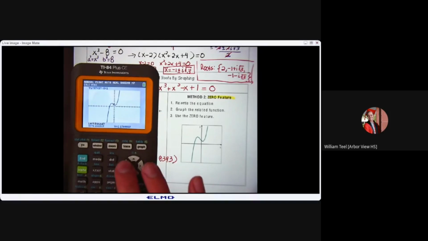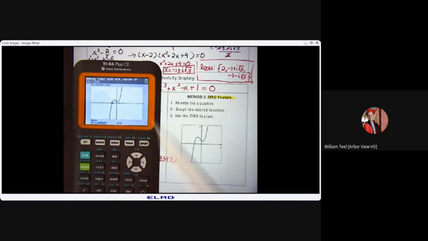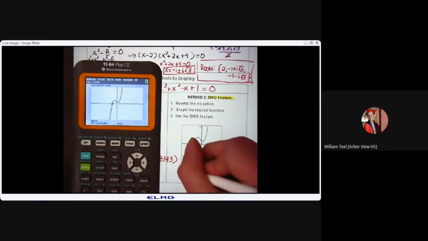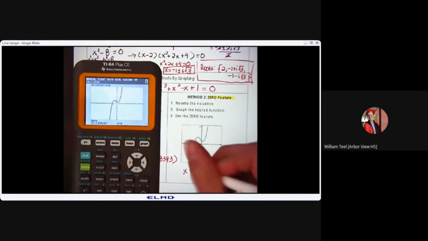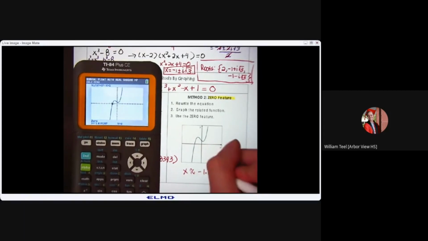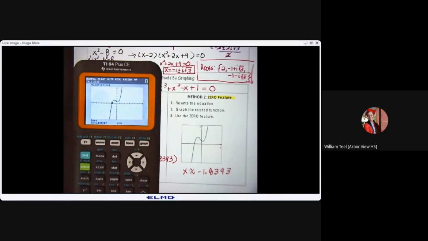Then I click enter. Now I'm going to get close to that point, and notice how the question is left bound. So I'm going to go to the left of that intercept and click enter. Then I'm going to go right bound, so I'm going to go above that point of intersection with the x-axis, click enter. And then for guess, just click enter again. Notice how it gives you the zero of that function, which means x is approximately negative 1.8393. Okay? So it's the same exact answer, just two different methods to find it.